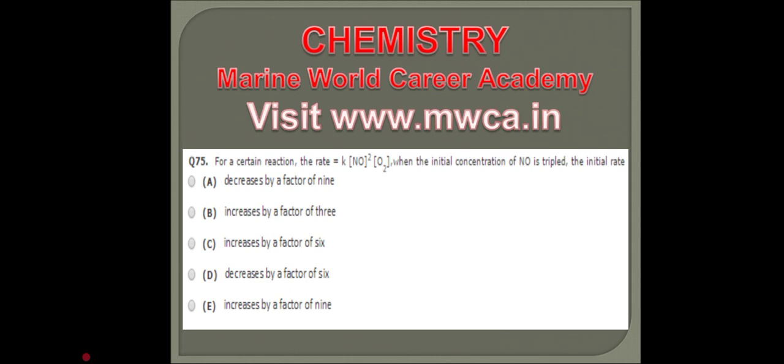Question number 75. This is the last question for practice. For a certain reaction, the rate is given. When the initial concentration of NO is tripled, the initial rate: option A, decreases by a factor of 9, option B, increases by a factor of 3, option C, increases by a factor of 6, option D, decreases by a factor of 6, option E, increases by a factor of 9. So you have to click the correct option.